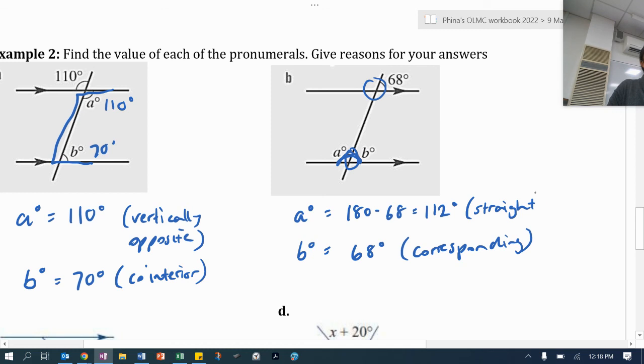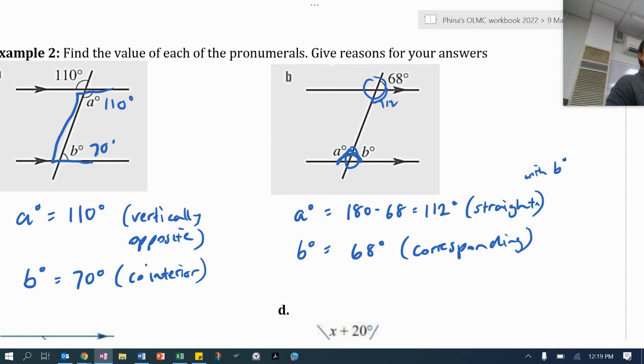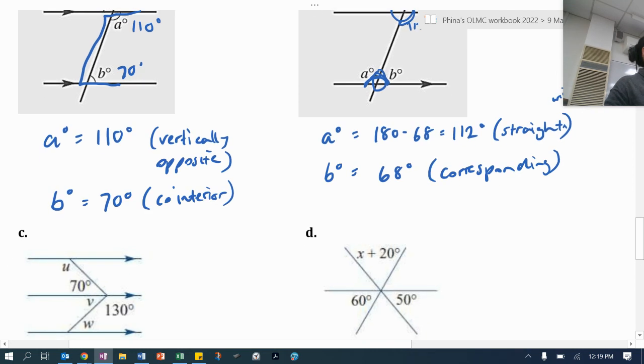Other people may go a different way. They may go, this top one here is 112, and then it's alternate to A. So it depends on your process to get to that, as long as you can provide a reason. Maybe I should say straight angle with B degrees. If you're answering something and just think of it in your head, we'll write an explanation so we know why. Whichever process you use, try and show you did it.